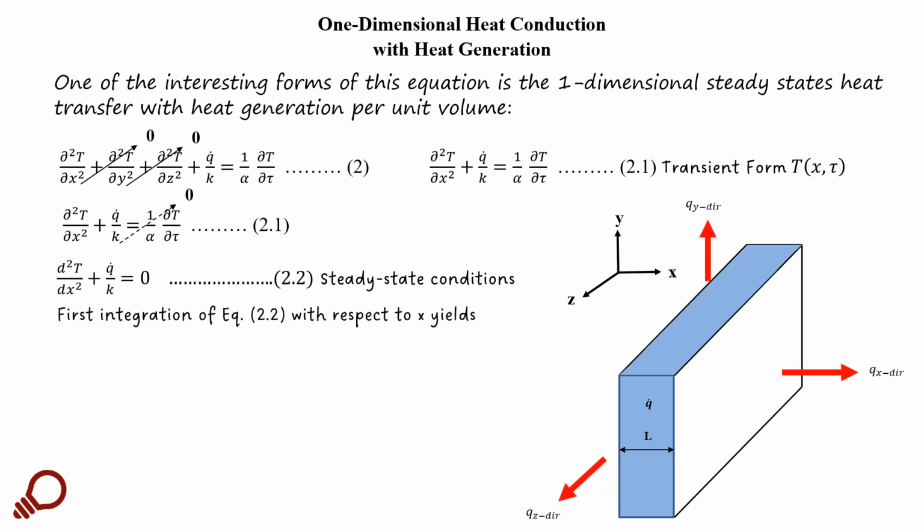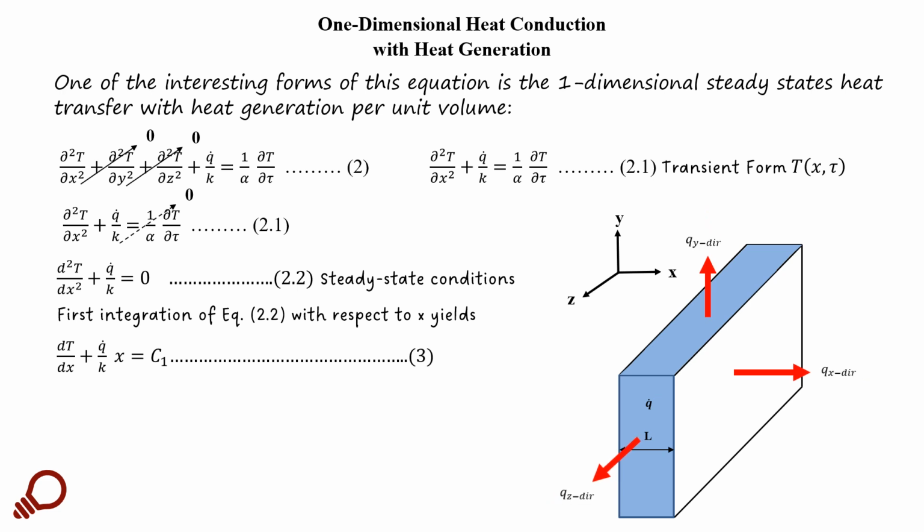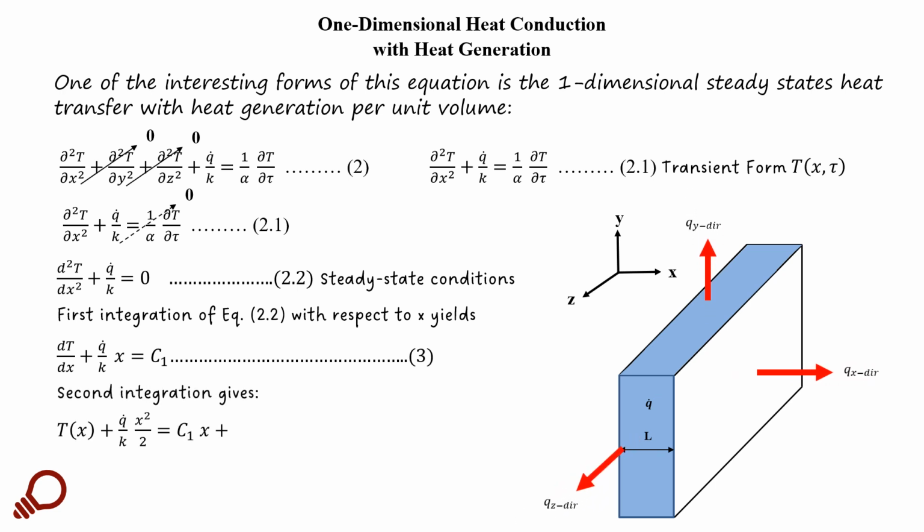To use this equation and find a solution, we need to execute an integration. The first integration will give us q dT/dx plus q dot divided by k times x equal to 0. And if we conduct the second integration, we will get T of x plus q dot divided by k times x squared divided by 2 equal to C1 x plus C2.